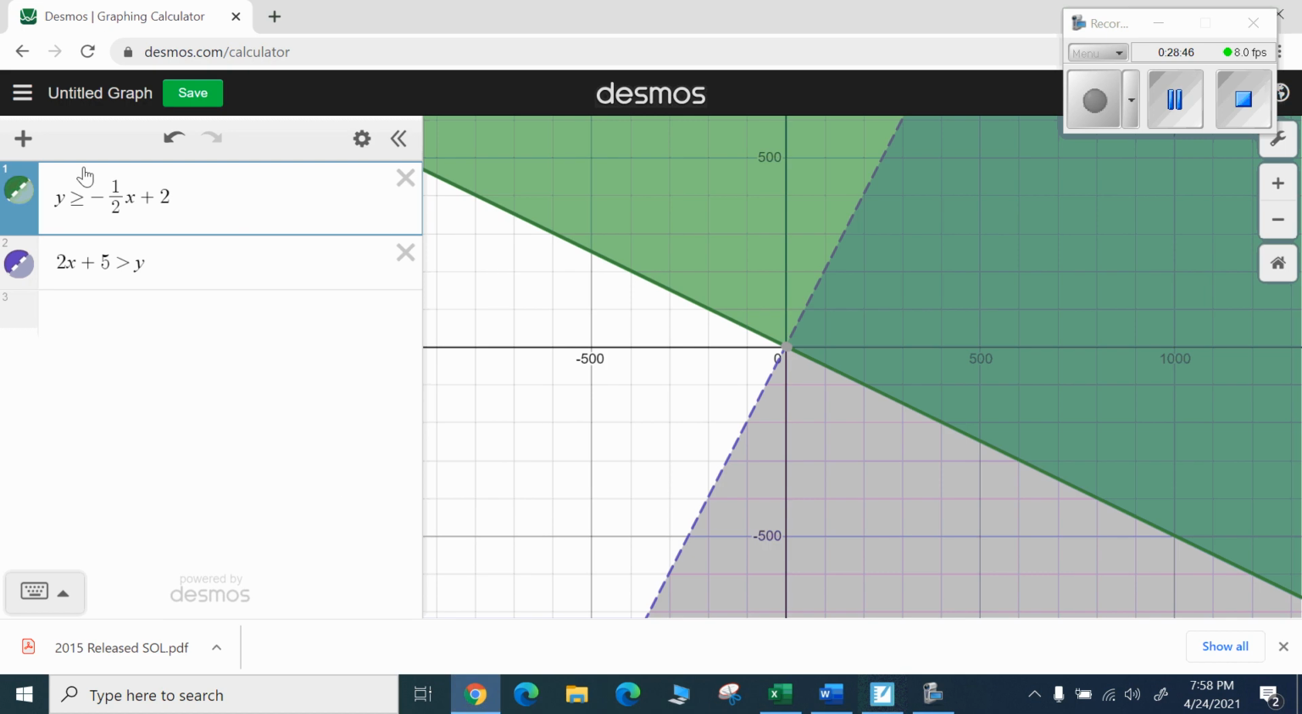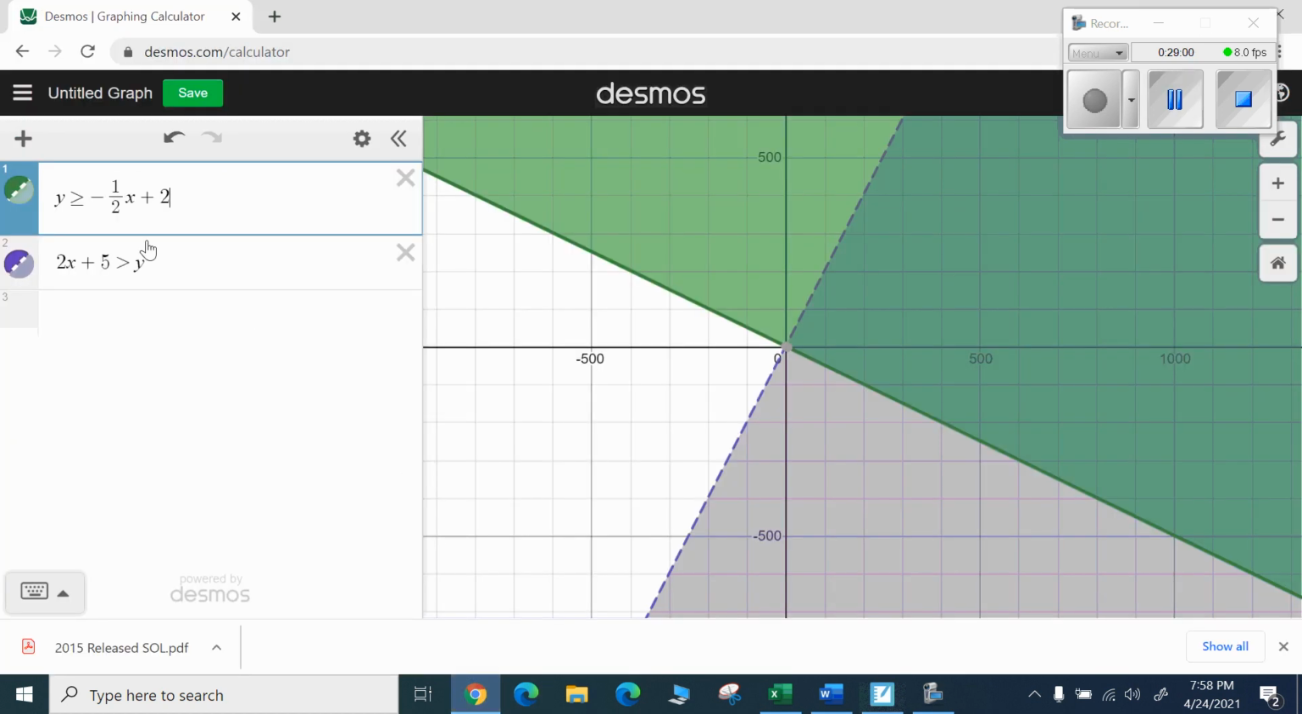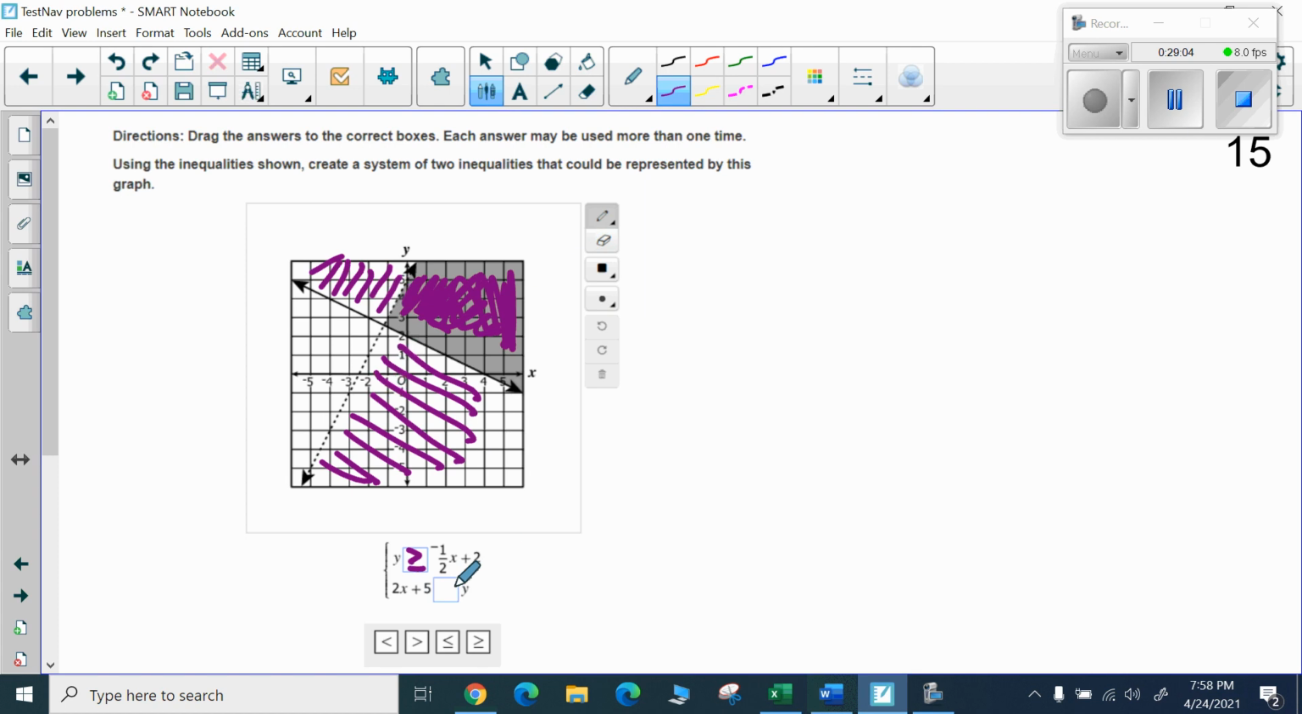So my first equation needs to have greater than or equal to. So I would put greater than or equal to right here. And my second equation needs to have greater than. So I would come here and I would put greater than. You would have to drag these in. But this is, again, a way that you can use Desmos and just trial and error to make the picture match what you have. Okay.